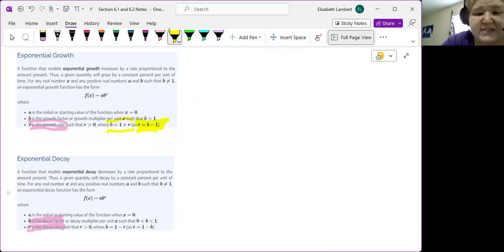And then if it's a decay graph, which happens when b is between 0 and 1, the b value, which is the thing we see in the function, if it's bigger than 1, the thing grows. If it's between 0 and 1, if it's a fraction, but a lot of times it'll be written as a decimal, then it's decay. But the decay rate is going to be 1 minus b.